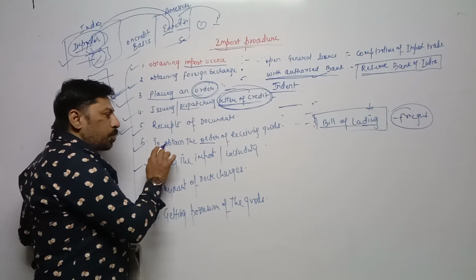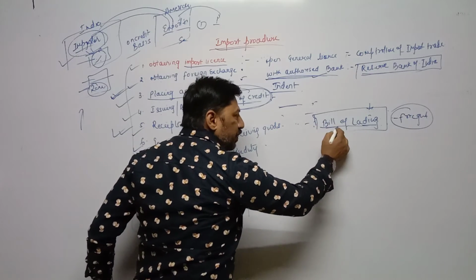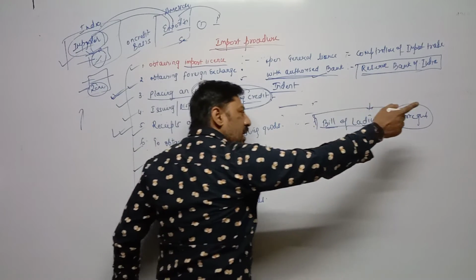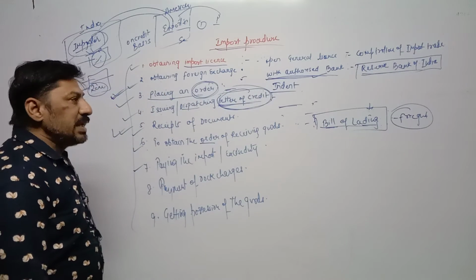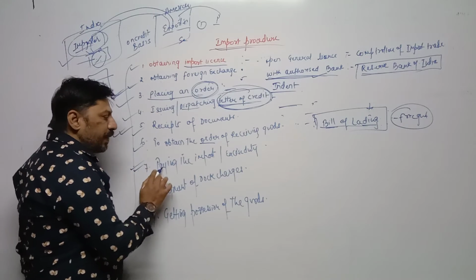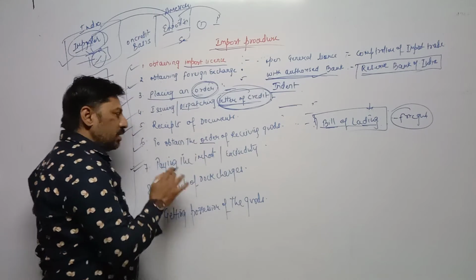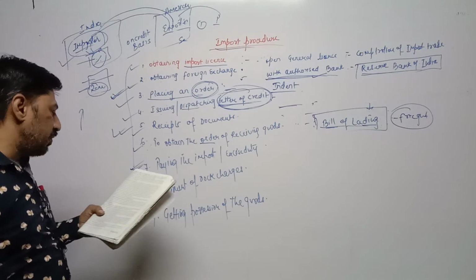Sixth point is to obtain the order of receiving goods. Here, I had already explained the bill of lading, used when goods are transported through a shipping company. But if the exporter is sending goods by air, then the seventh point is paying the import or excise duty. So, seventh point, paying the import excise duty, again almost the same explanation.